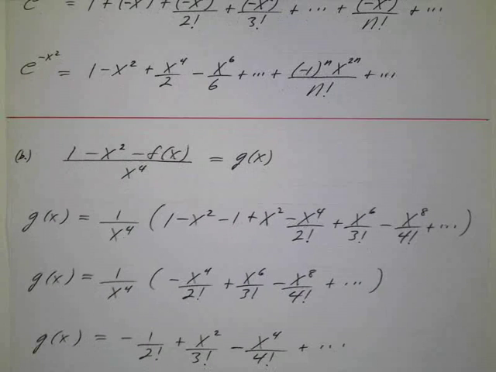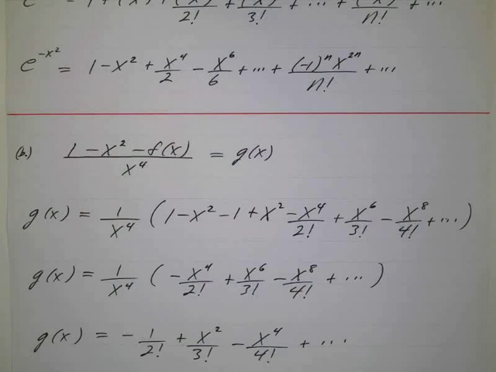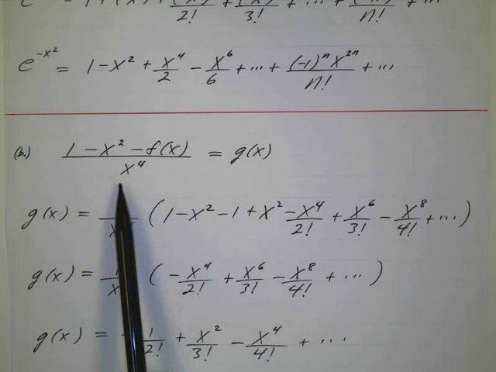Okay, letter B. Again, I didn't write the question here, so you can look off your question. This is letter B. Use your answer in part A to find the limit as x approaches 0 of 1 minus x squared minus f of x, all over x to the 4th.